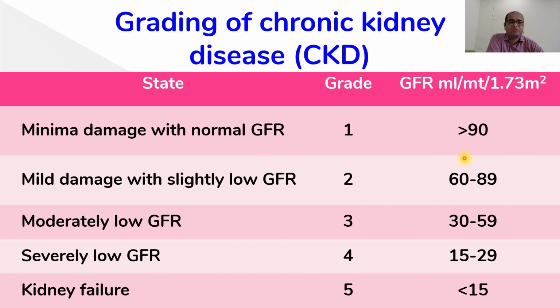If your GFR value based on the clearance test is more than 90, there is minimal damage or a normal GFR. If it is 60 to 89, there is mild damage. If it is 30 to 59, the GFR is low. 15 to 29, your GFR is considered very low, and if GFR is recorded as less than 15, it means there is kidney failure, and accordingly your grade is 1, 2, 3, 4 and 5. So this helps us in the prognostic value as well as the diagnostic value of CKD.